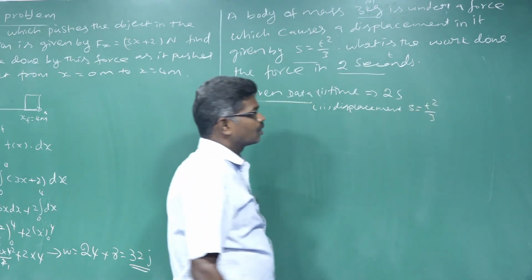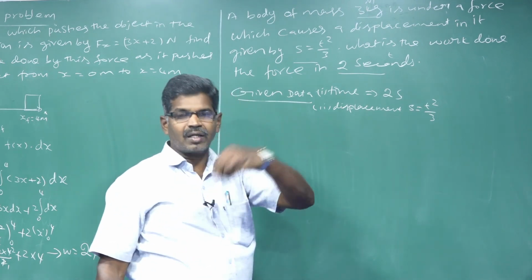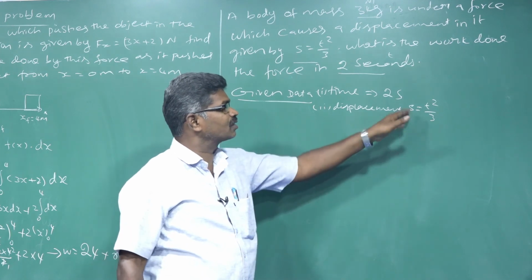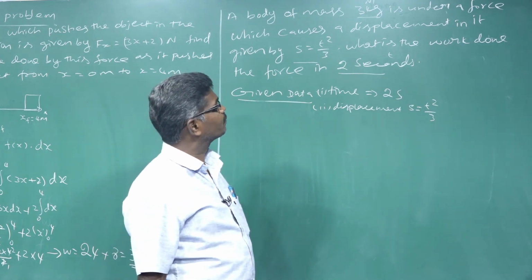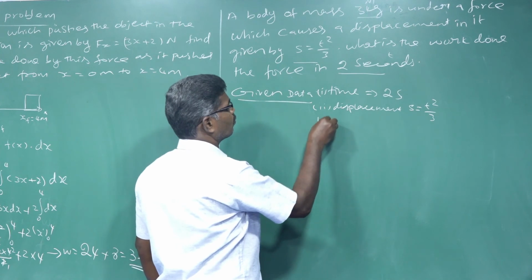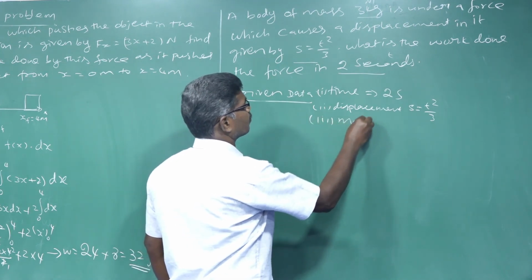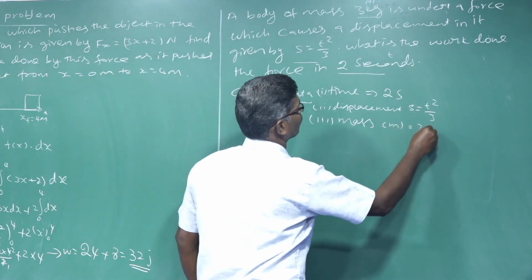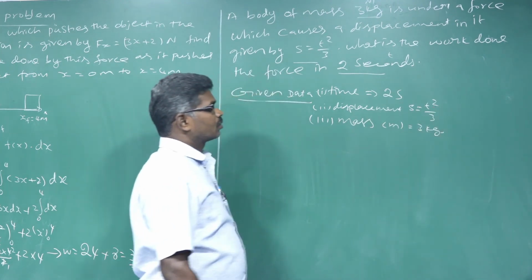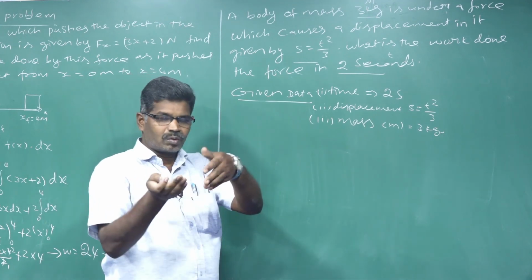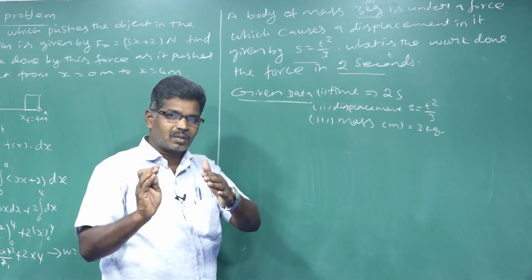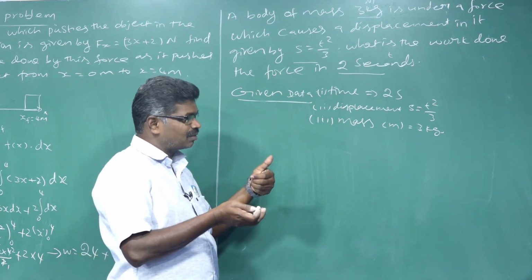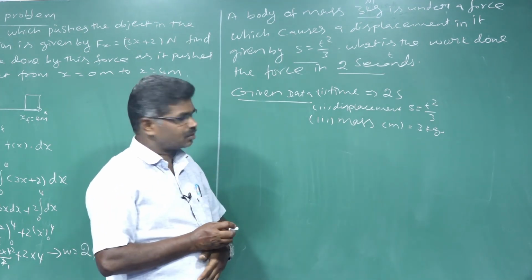That means the displacement is varying with time. Time to time the displacement is varying. That's why S is equal to t squared by 3. Then mass, M is equal to 3 kg. So from these values we want to find the work done. Work done is nothing but force into displacement. That force we are going to take from certain procedures.